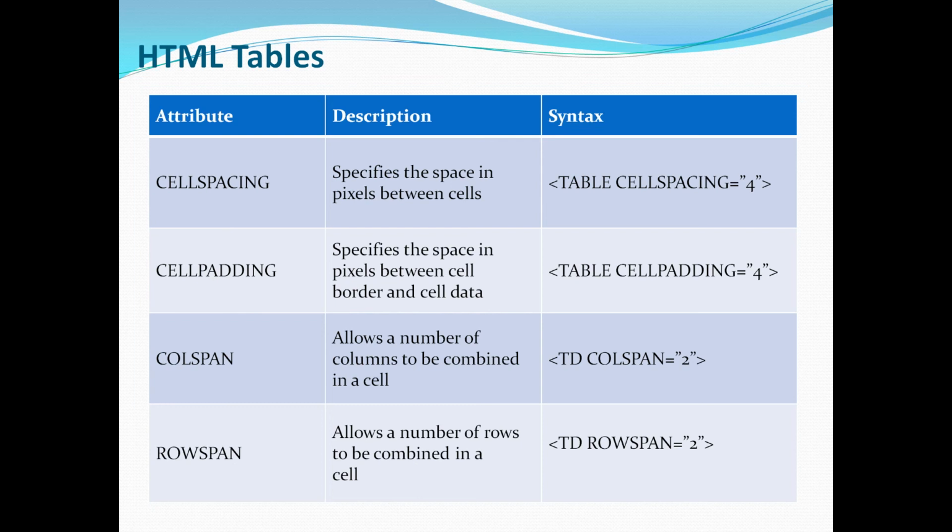If you want to combine columns, we use col span. If you want to combine rows, then we use row span. Row span means number of rows. For example, if you want to combine 2 columns, col span equal to 2. If you want to combine 3 columns, col span equal to 3. If you want to combine 10 columns, col span equal to 10, so 10 cells will be combined. Here also row span: whenever you want to combine rows, row span equal to 3 means 3 rows will be combined, and row span equal to 5 means 5 rows will be combined. Those are the different attributes: cell spacing, cell padding, col span and row span.